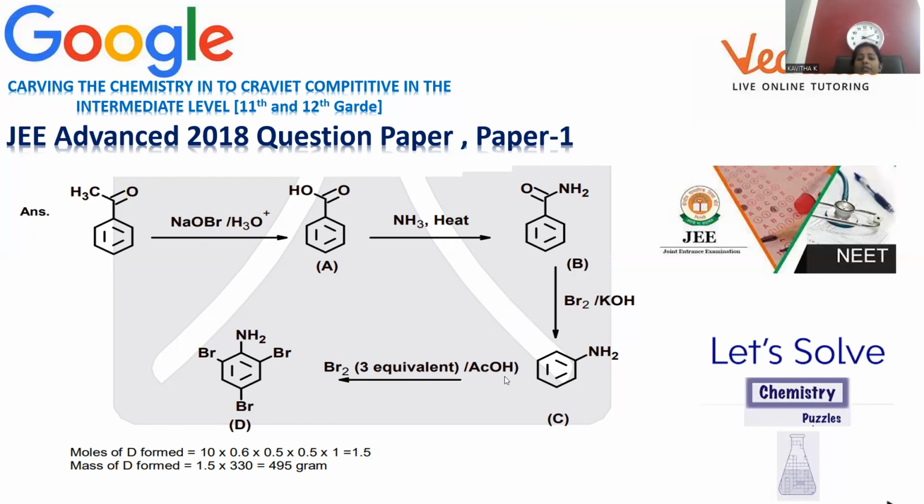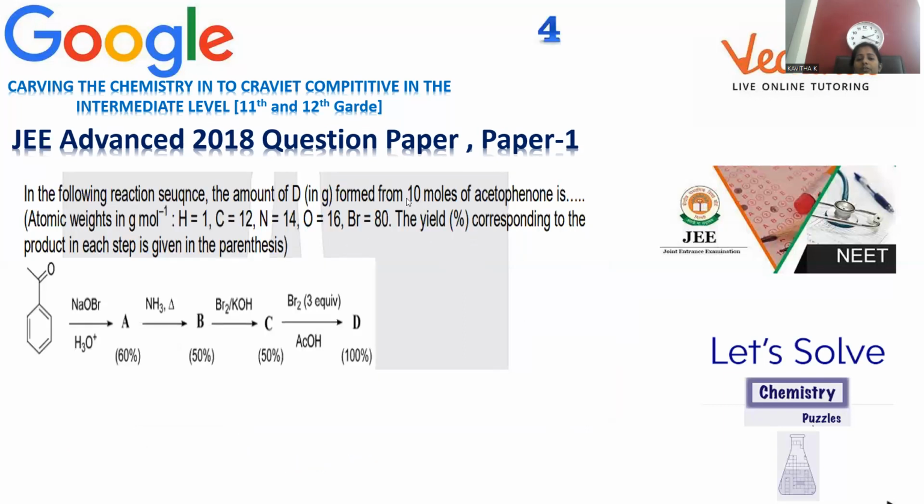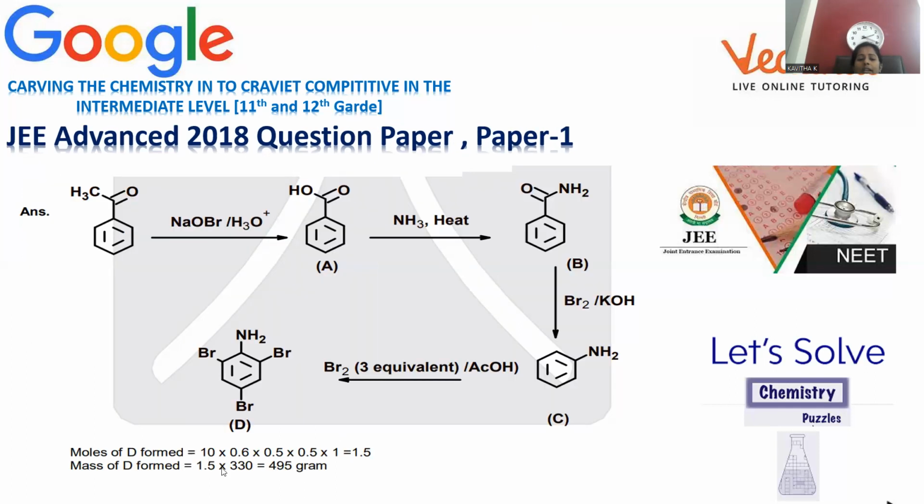After working through the entire series of reactions and identifying the product D, the question is how many moles of D will be formed. To get the number of moles of D, the problem mentions the starting material acetophenone taken is 10 moles. 10 moles of acetophenone gives a 60 percent yield of A. 60 percent yield converted into moles is 0.6, since it is 1 mole: 1 by 60 into 100 becomes 0.6.